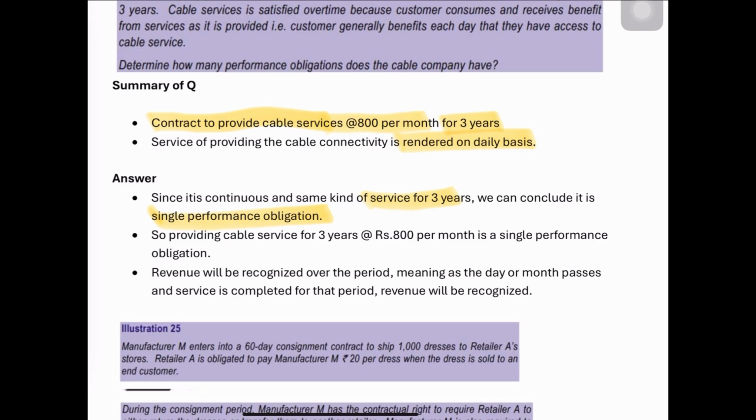So providing cable service for 3 years at rupees 800 per month is a single performance obligation. Revenue will be recognized over the period of 3 years, meaning as the day or month passes and the service is completed, the revenue will be recognized on a prorated basis during that month.